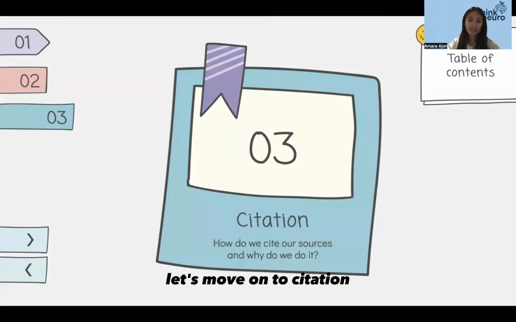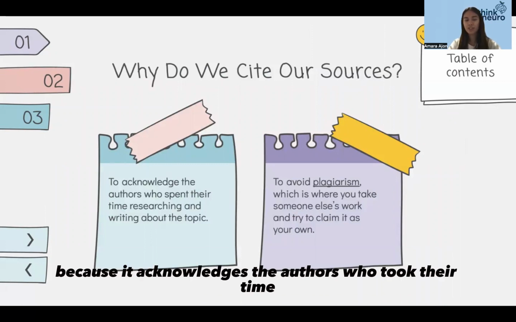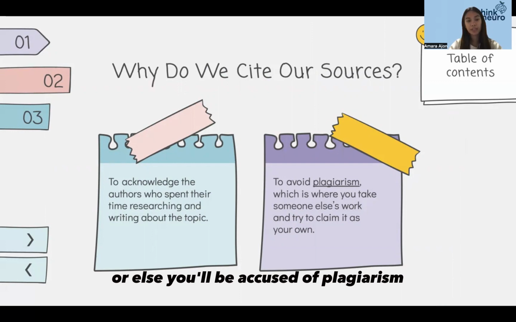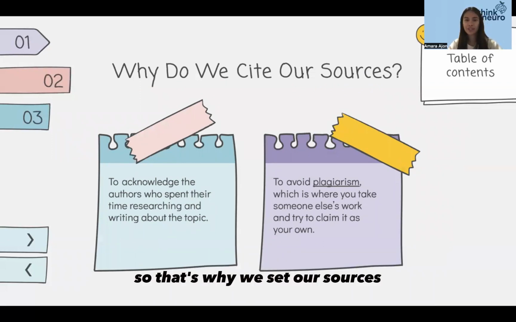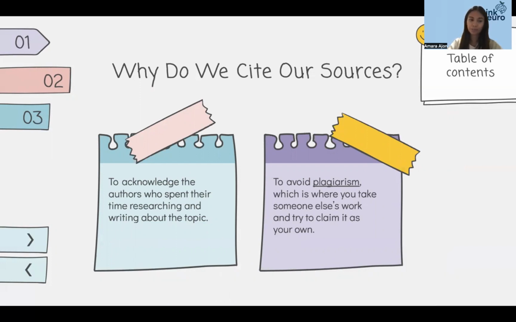And finally, let's move on to citation. So why do we cite our sources? Well, citing your sources is good because it acknowledges the authors who took their time researching and writing their own unique literature. You always have to make sure to cite your sources or else you'll be accused of plagiarism, which is when you take someone else's work and claim it as your own. Imagine that you spent hours and hours and hours working on a project just for someone to come up and take all the credit for themselves. Is that fair? No. So that's why we cite our sources, to acknowledge the people who wrote the original work and also to give credit where it's due.